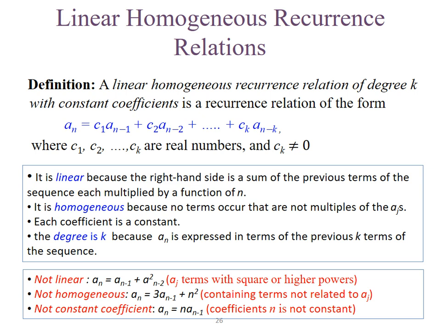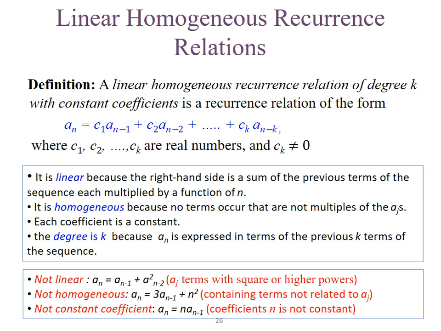So we know what linear is, and what is homogeneous? Homogeneous means we only use the previous terms, a_{n-1} to a_{n-k}. We don't have other terms besides these previous terms. If we have other terms to express a_n that are not related to the previous terms a_{n-1} to a_{n-k}, then that will be a non-homogeneous recurrence relation. Maybe we can see the examples below.